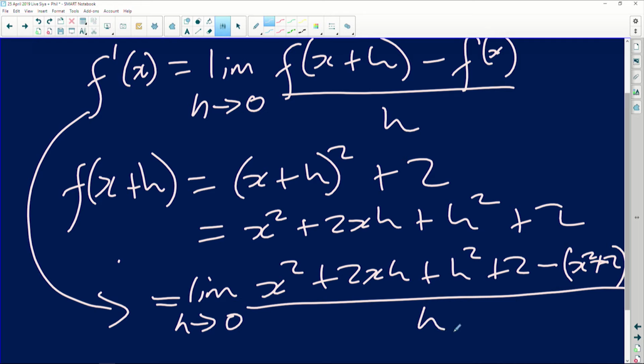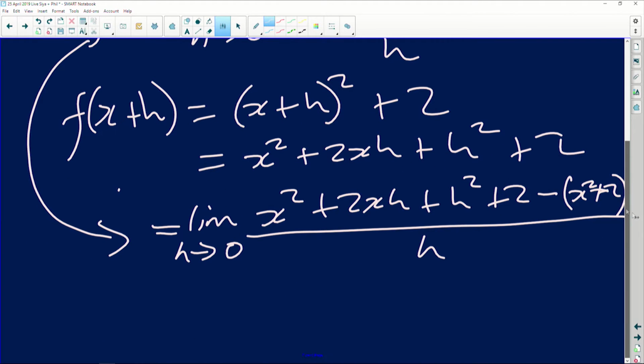all divided by h. So guys, let's have a look at this. What I've just done right now is I've just substituted in the formula f(x plus h). What that means is wherever there is an x, you're substituting x plus h, and then you're going to subtract f(x), which is the actual formula that you are dealing with.